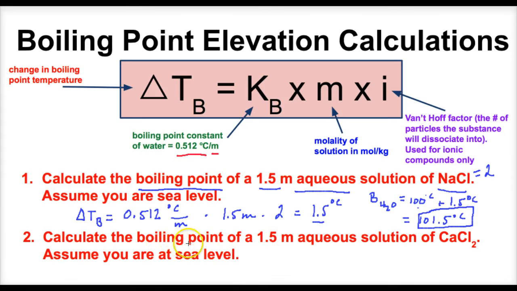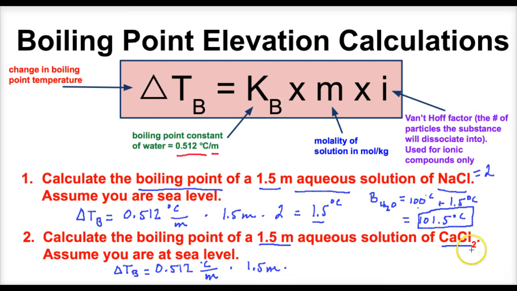Let's take a look at this example here. What if we have the same molality here? We have a solution of salt that has the same molality, and we're asked to calculate the boiling point of it, except this time, take a look. We have a different type of salt. We have calcium chloride. We're going to assume that we're at sea level. So once again, to get the change in the solution's boiling point, we take the boiling point constant, 0.512 degrees Celsius per molality. We're going to multiply this by the molality, which is 1.5.